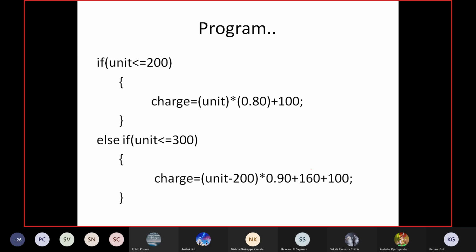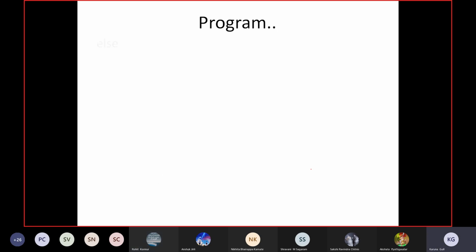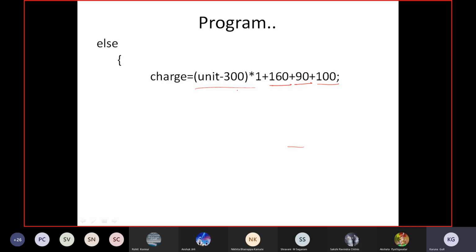Clear? I have used the proper syntax, that's all. You have to use the proper syntax of the C language. Here again, charge is equal to unit minus 300 into 1 plus 160 plus 90 plus 100. This is for the first 200 units, this is for the next 100 units, and this is the minimum charge, and this is for above 300 units. So now I have ended my else if ladder.